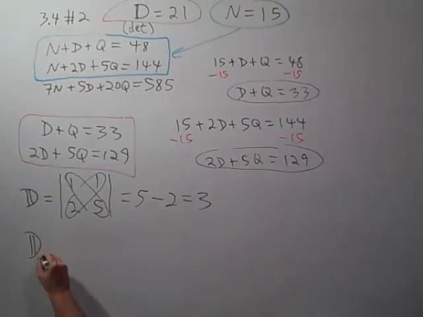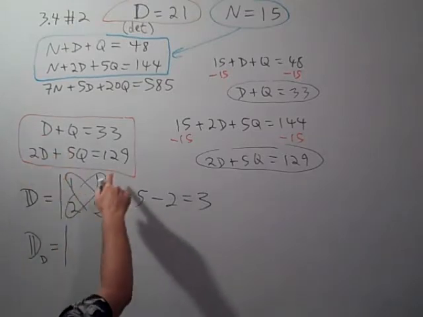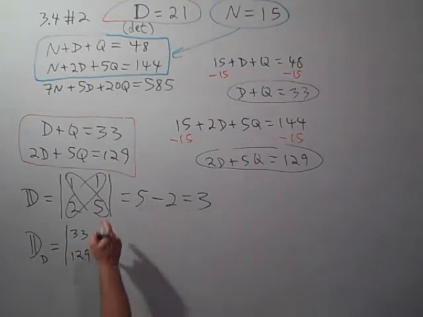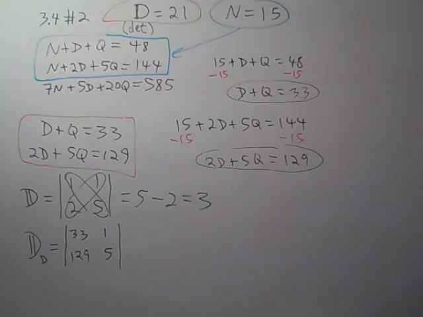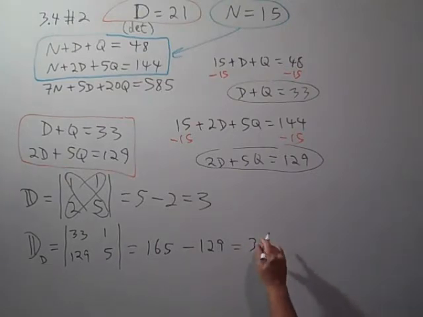D sub d means we cover the d column with 33 and 129, but the q column remains as it was. And so this determinant is 33 times 5, which is 165, minus 129 times 1 is 129. So that was 33 times 5 is 165. 129 times 1 is 129. And 165 minus 129 is 36.